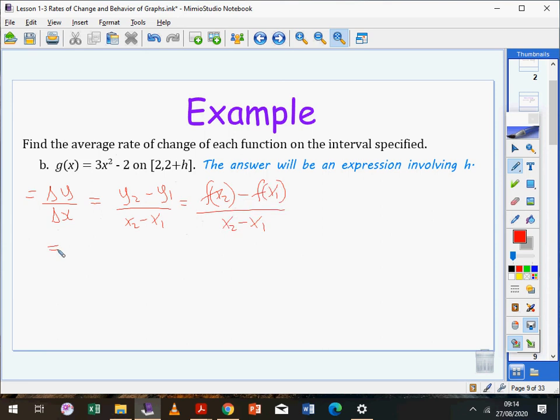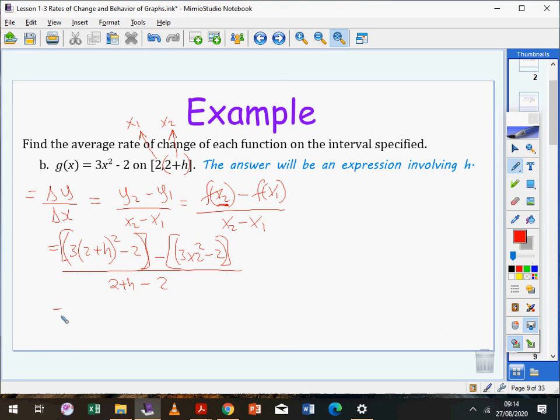So the value of the function for the second input value is the value of the function when I substitute, because this is the second input value, x2, and this is x1. It's the value of the function when I substitute 2 plus h for x. So in place of x, I'm going to put 2 plus h squared minus 2. That's y2 or f(x2). And then I'm going to substitute 2 in place of x. That will be my y1. Sorry, this is y2 and this is y1. Everything divided by x2 minus x1.